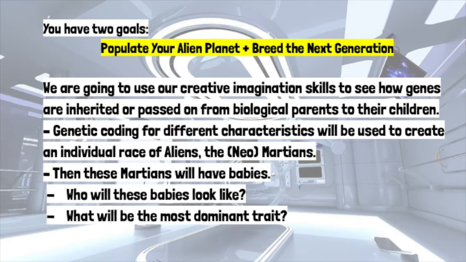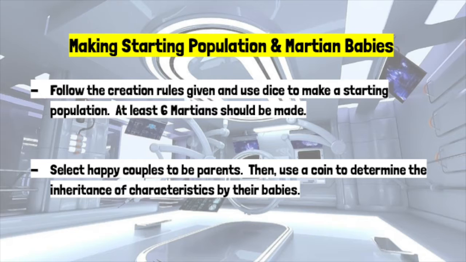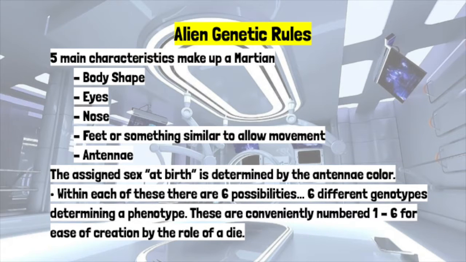These Neo-Martians will then have babies. Who will these babies look like, and what will be the most dominant trait? So we're going to start off by making a population and then Martian babies. So follow the creation rules given and use dice to make a starting population. At least 6 Martians should be made. Select a happy couple to be parents, and then use a coin to determine the inheritance of characteristics by their babies. These are the alien genetic rules. 5 main characteristics make up a Martian: body shape, eyes, nose, feet, or something similar to allow movement, and antennae.